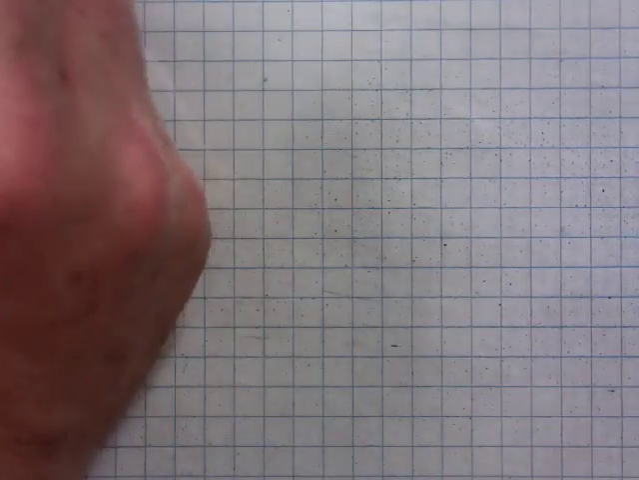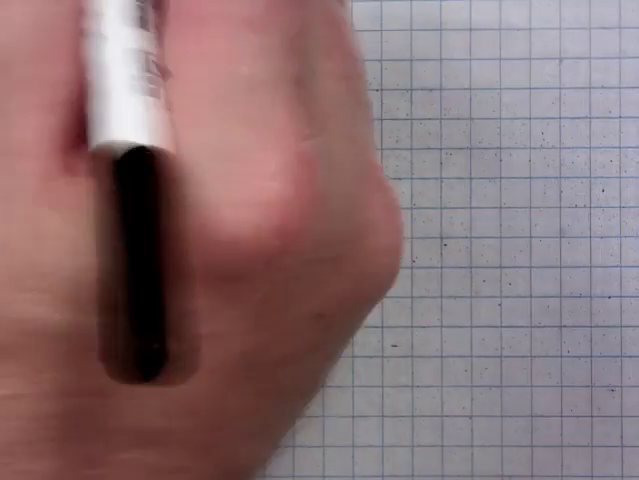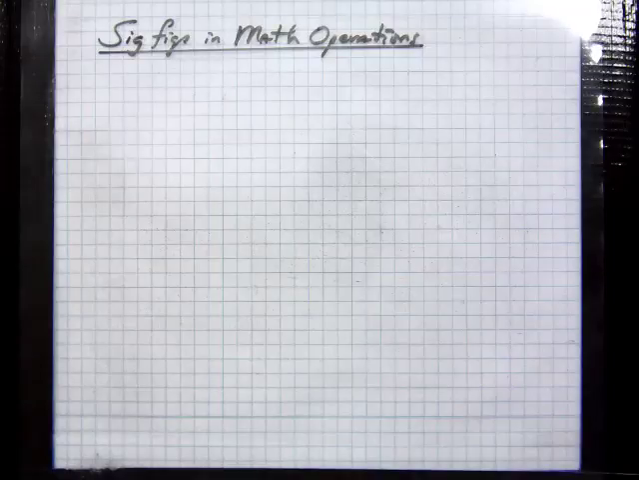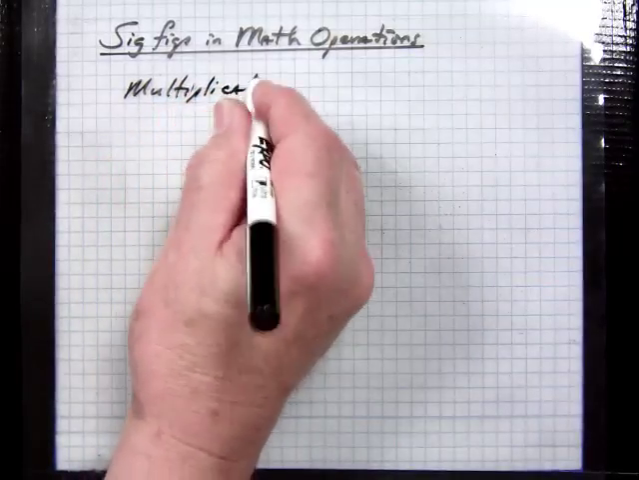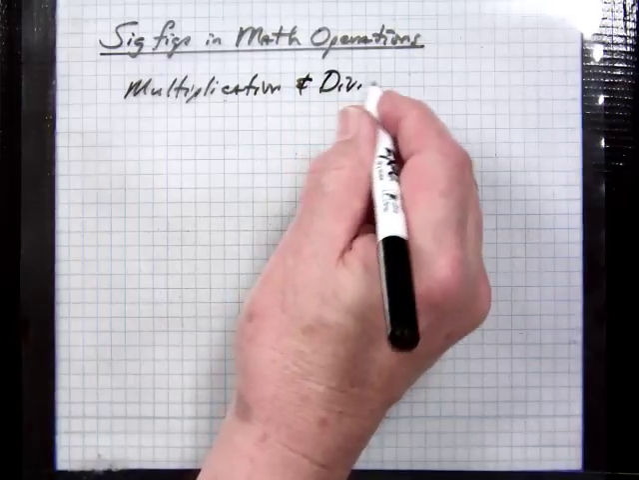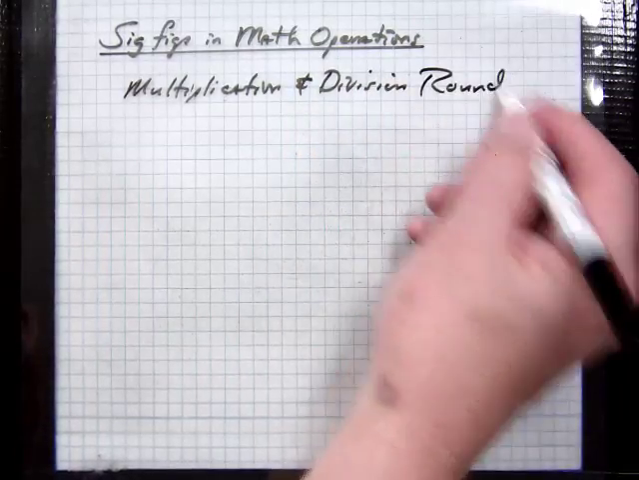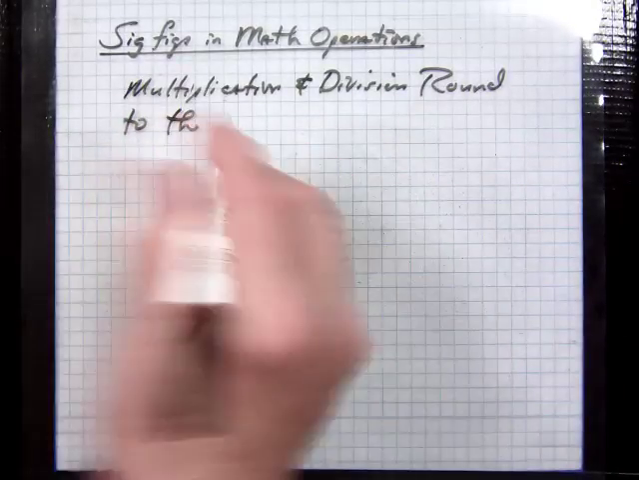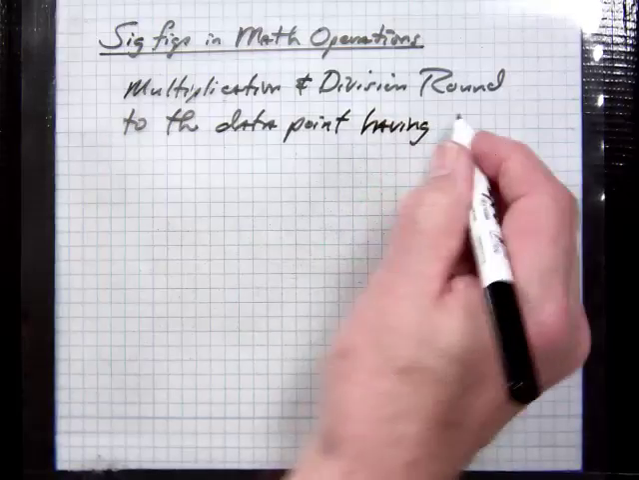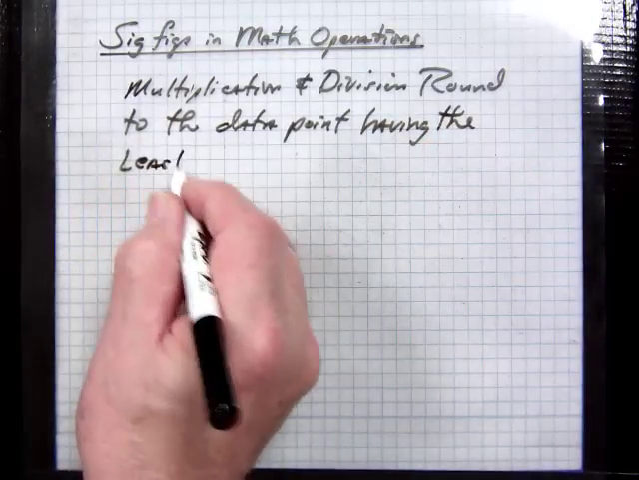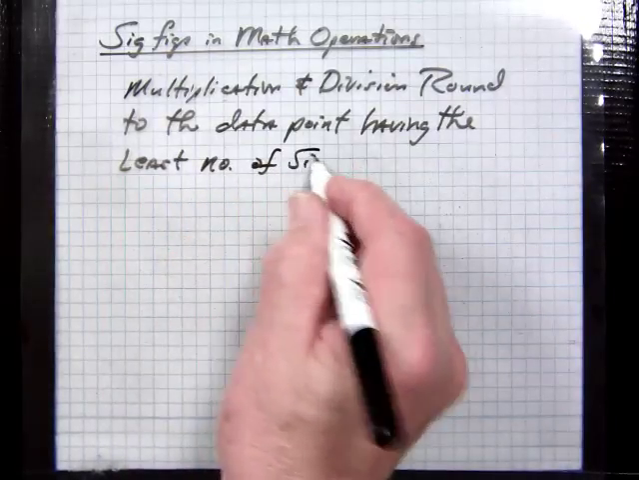So your topic is sig figs and math operations. Multiplication and division: round to the data point having the least number of sig figs.